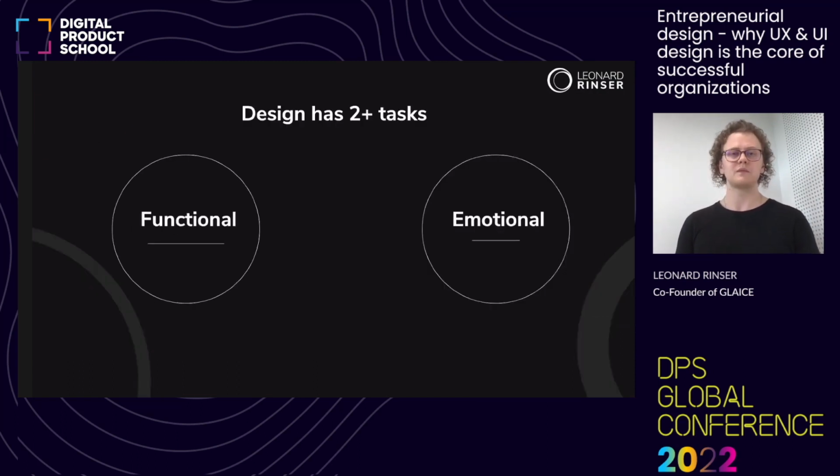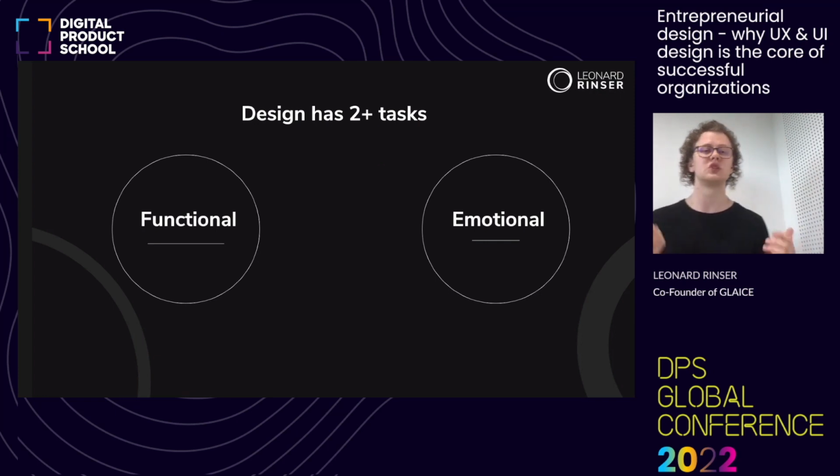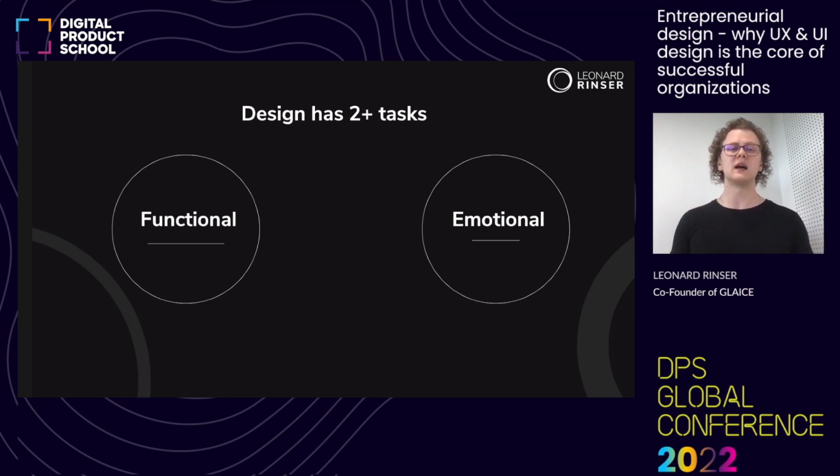But why? Design has in general two tasks. On the one side, design has to be functional, and on the other side, it also has to be emotional. There are a lot more things design should be, for example, sustainable and also affordable, like Dieter Rams mentioned in his 10 principles. But in general, we want to look at those two aspects, a functional and emotional product, today.